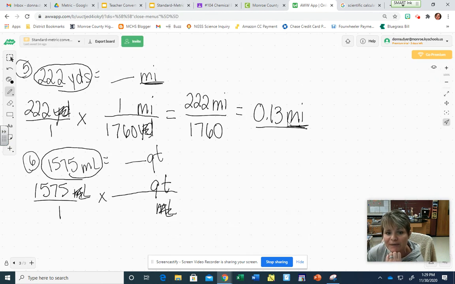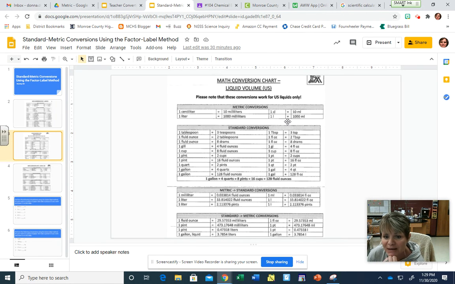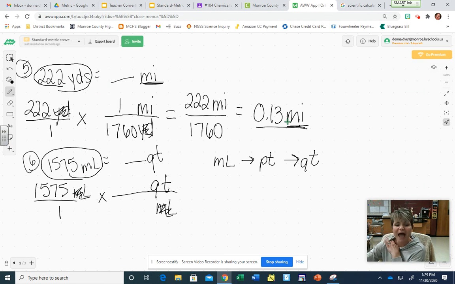So what I'm going to need to do in this problem is go from milliliter to pint and then from pint to quart, because I do not have a conversion factor that has both milliliters and quarts. I have milliliters and ounces. I have milliliters and pints, but I don't have milliliters and quarts, but I do have quarts and pints. So if I can do milliliters to pints, then I can do pints to quarts and I can get my answer. So rather than having quarts here, we're going to have to change this to pint.